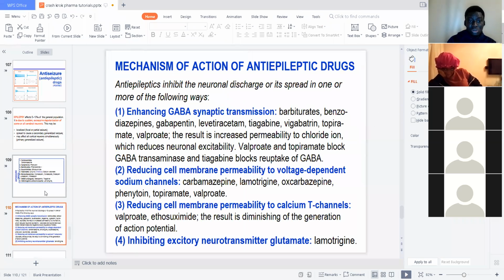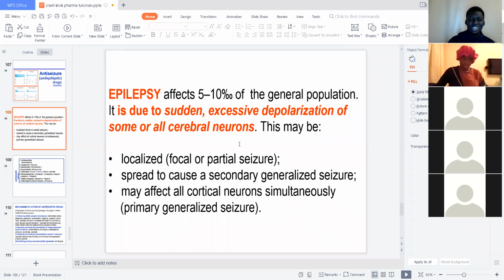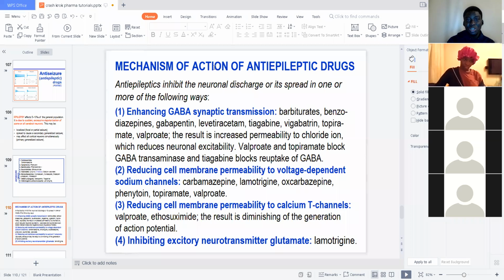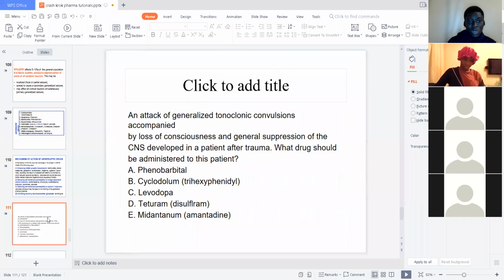Okay, so mechanism of action. It enhances GABA synaptic transmission. Remember I said it's excess depolarization. GABA is an inhibitory neurotransmitter. So when you use this drug, it's going to activate GABA and GABA is going to suppress depolarization. Okay, so questions. Dauda.